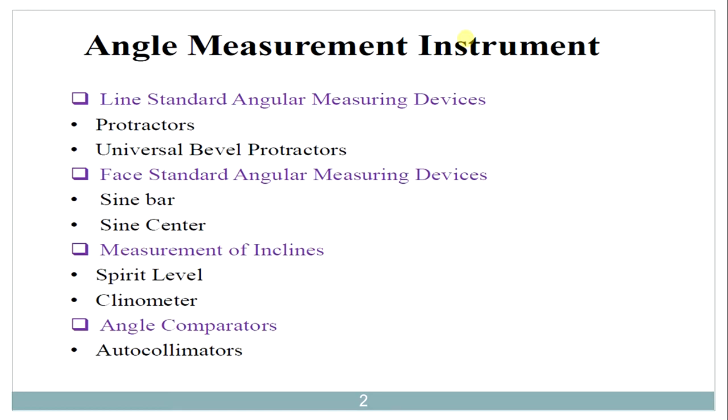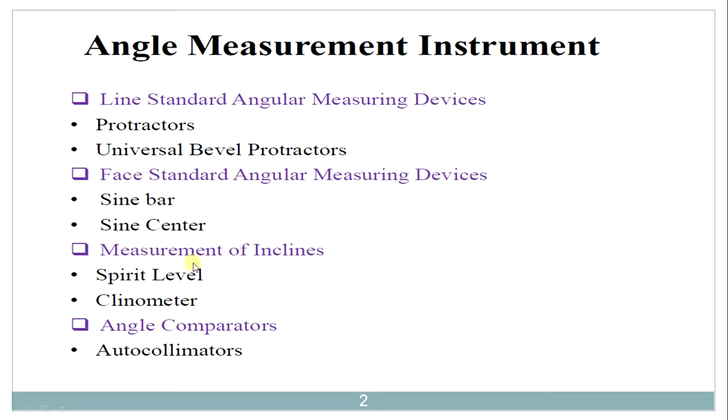So angle measuring instruments are further classified as line standard angular measuring devices. In that category we have protractors and universal bevel protractors. Likewise, face standard angular measuring devices, in which we have the sine bar and sine center. Basically, in these two types we require some sort of auxiliary devices.